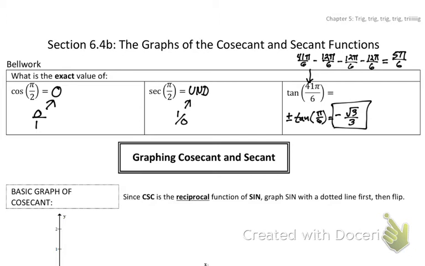Questions on any one of those 3? It's only undefined on like the 90. Yes, it's the only place you have to worry about. Even for tangent and cotangent, it's always the y or x-axis. That's a good point.